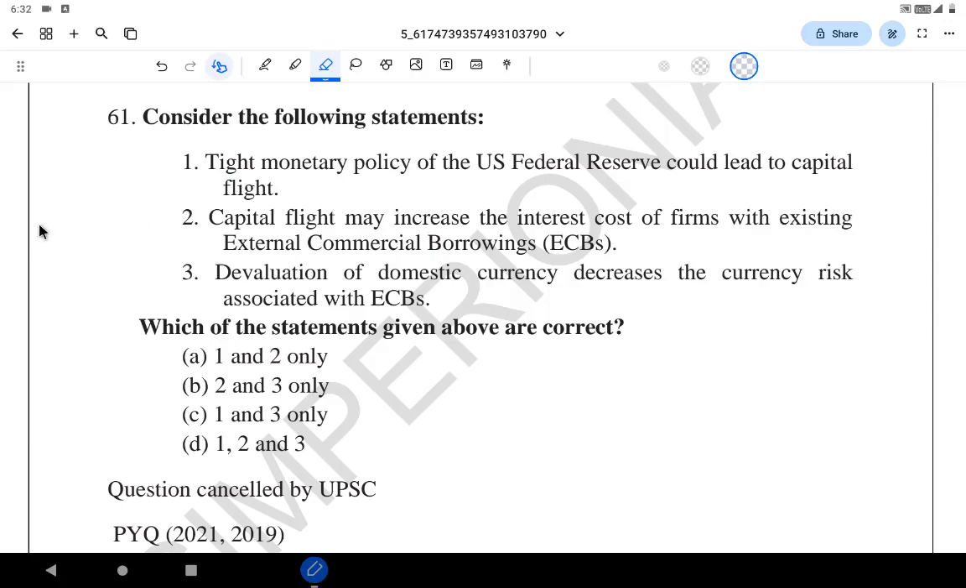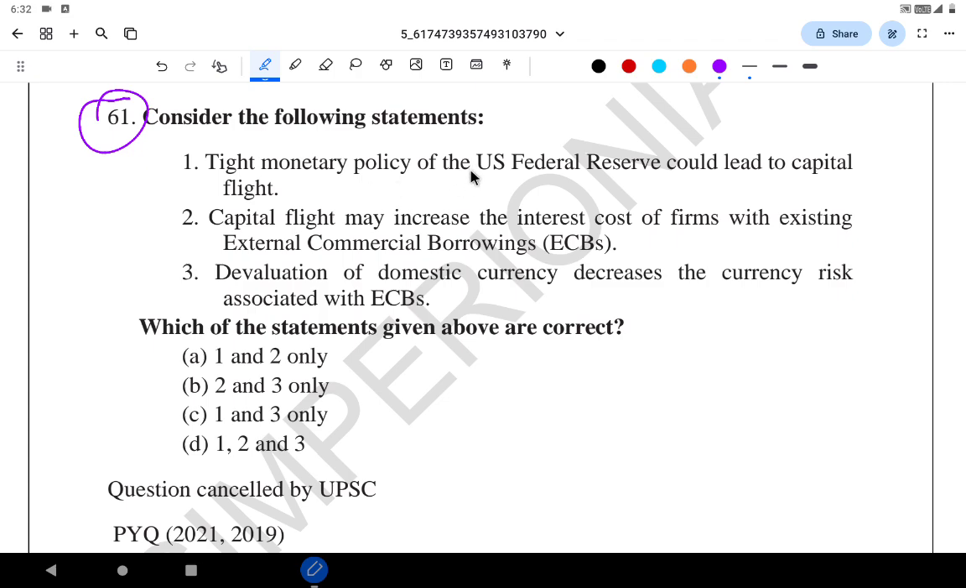We'll continue with the 2022 prelims discussion from question number 61 to question number 100. This particular question, the 61st question, is cancelled by the UPSC, but we'll discuss the concept.